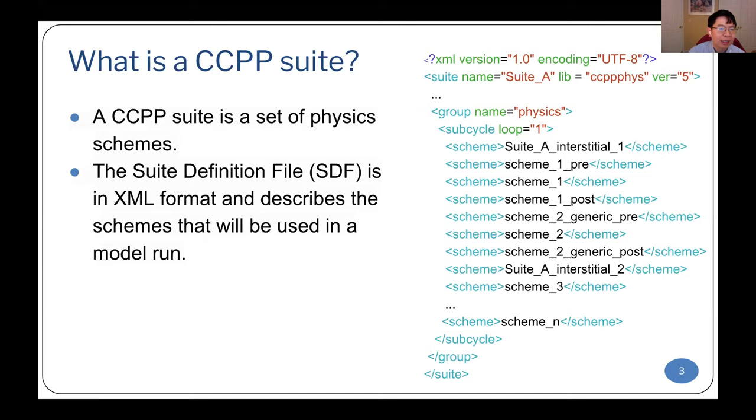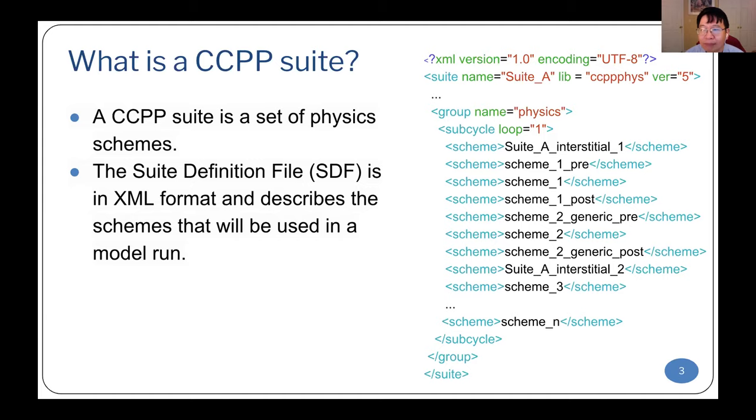Here is an example of a CCPP suite. A CCPP suite is a set of physics schemes. The suite definition file, SDF, is an ASCII file in XML format and describes the schemes that will be used in a model run. As Lori mentioned, we will have a more detailed discussion on the CCPP in tomorrow's presentation, so I will not talk more about this in this presentation.